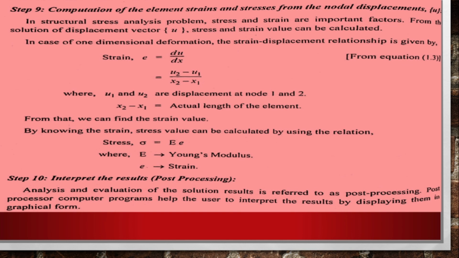After the solution that we get from the analysis, we are going to show the post-processing results. It is nothing but analysis and evaluation of the solution's results. It is referred to as post-processing. So in the post-processing, the post-processor computer program helps the user to interpret the results by displaying them in a graphical form. So the user may get the results of the particular solution with the help of computer programs. It shows the output results in a graphical form.